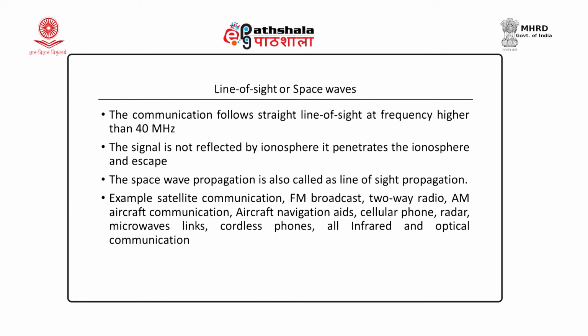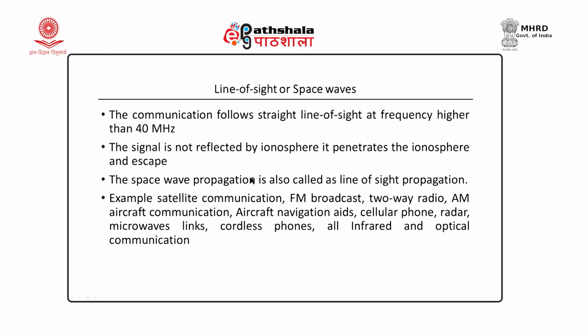The communications follow straight line of sight at frequency higher than 40 megahertz. What do you mean by line of sight? Line of sight means that the receiver and the transmitter should be aligned to each other. As I just said, the signal is not reflected by the ionosphere, it penetrates the ionosphere and escapes the layers of atmosphere.